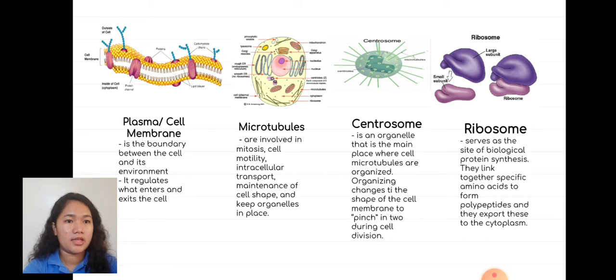Centrosome is an organelle that is the main place where the cell's microtubules are organized, organizing the shape of the cell membrane to pinch into two during cell division. Ribosome serves as the site of biological protein synthesis. They link together specific amino acids to form polypeptides and they export these to the cytoplasm.